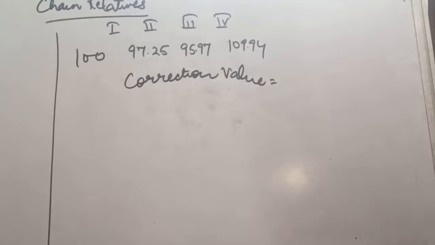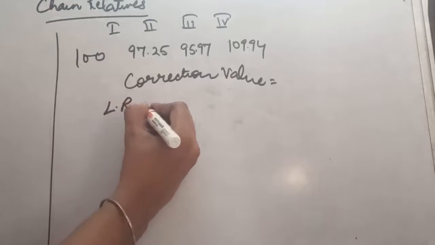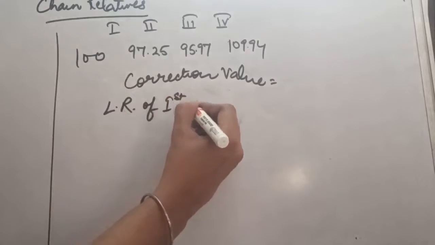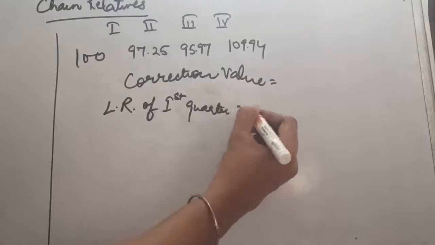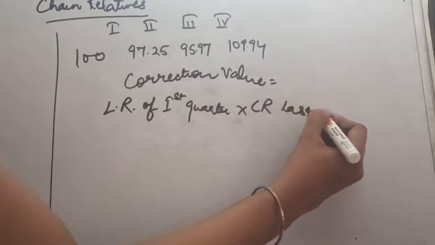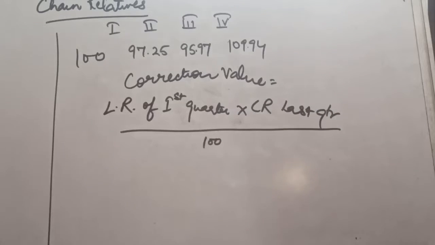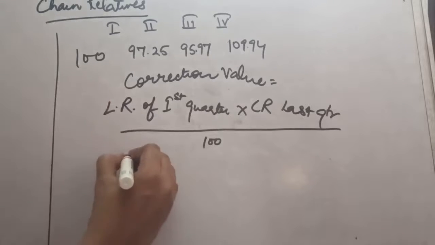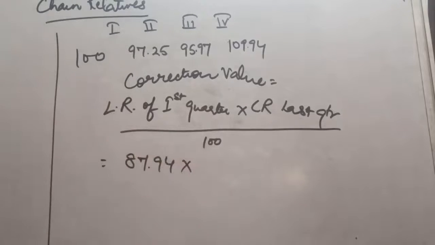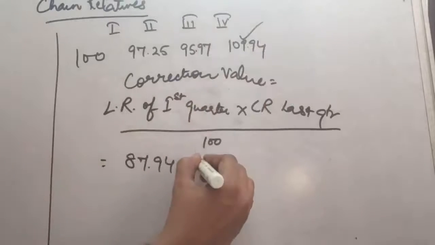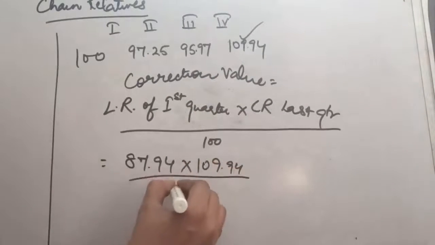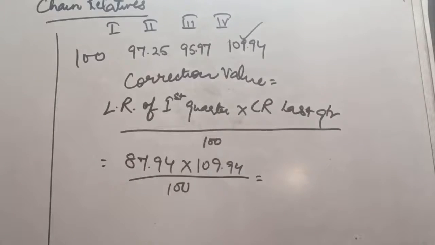For this purpose, first of all, we will have to apply a formula. That formula is link relative of the first quarter multiplied by chain relative of the last quarter divided by 100. If you look into the table that we created, the link relatives average of the first quarter came out to be 87.94, multiplied by the chain relative of the last quarter we have calculated, which was 109.94, divided by 100.